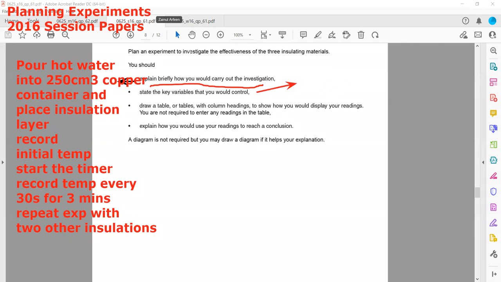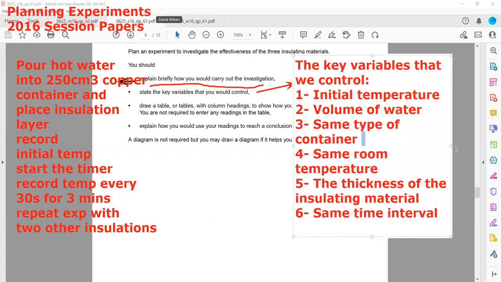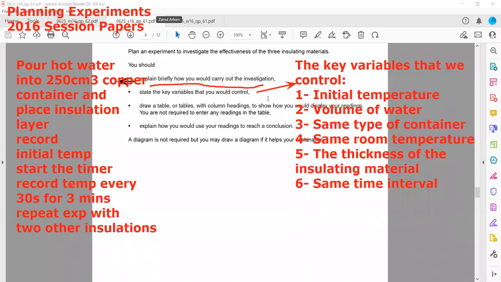So what are the key variables we should keep constant? The lab temperature. Yeah, that's good. Initial temperature, volume of water, same type of container, same room temperature, thickness of insulating material, and the time interval. That's good. So these are the factors which we should keep constant for a fair comparison.